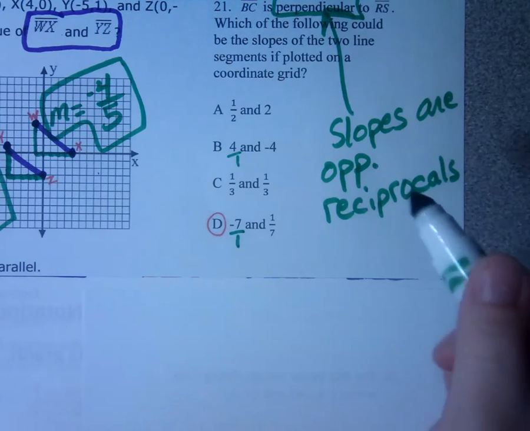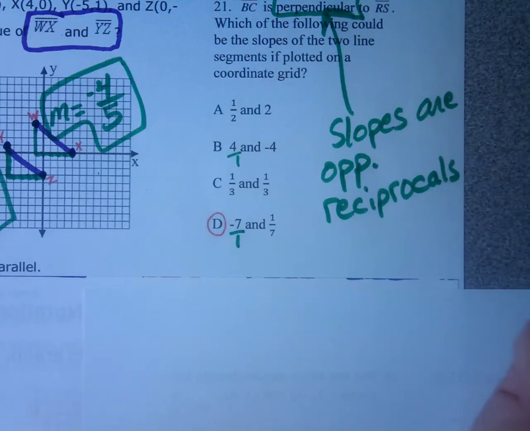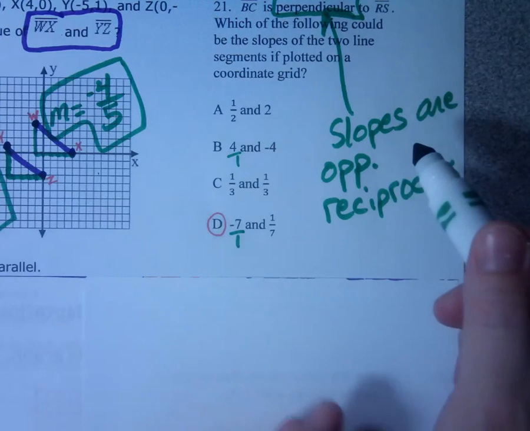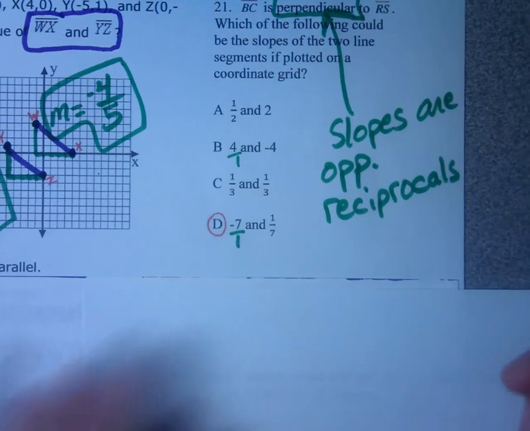Remember, negative 7 is understood to be over a 1, so if I flip it over and switch the sign, voila, I get 1/7. So opposites, one has to be positive, one has to be negative. And reciprocals, you need to flip it over. Flip and switch.